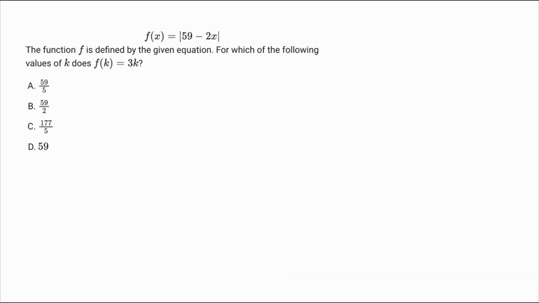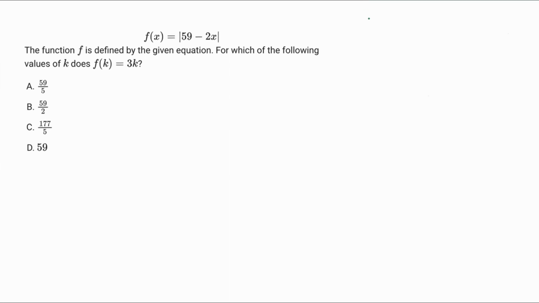So it's given that f of x is equal to modulus of 59 minus 2x. The function f is defined by the given equation. For which of the following values of k does f of k equal 3k? So let's write our given equation. We have f of x to be equal to modulus of 59 minus 2x. So we need to find the value of k when f of k is equal to 3k. So all we need to do is substitute our value of x to be equal to k in the equation above and equate it to 3k and solve for k.